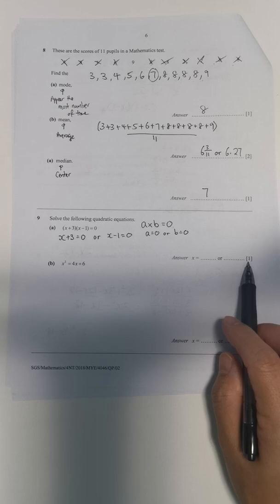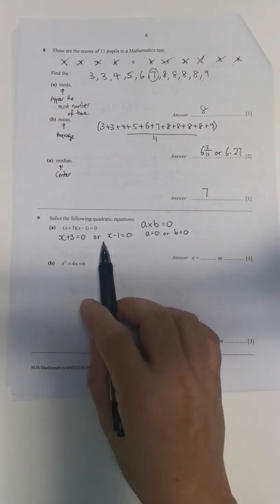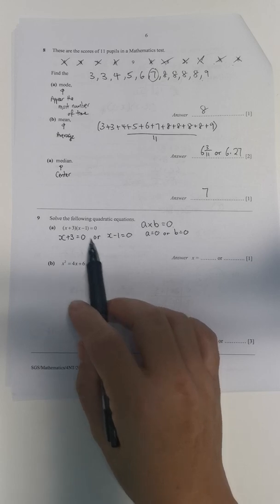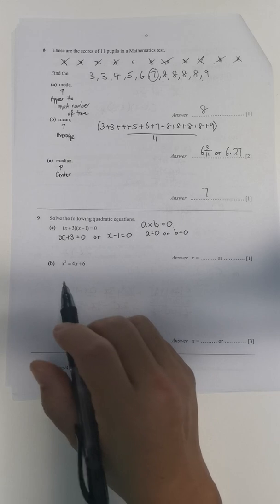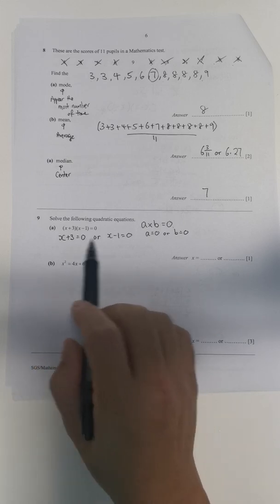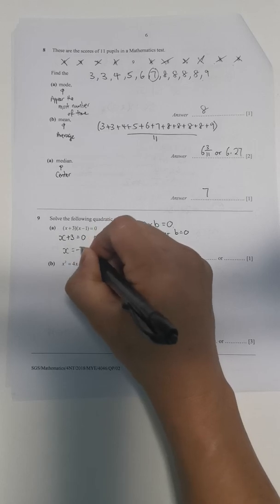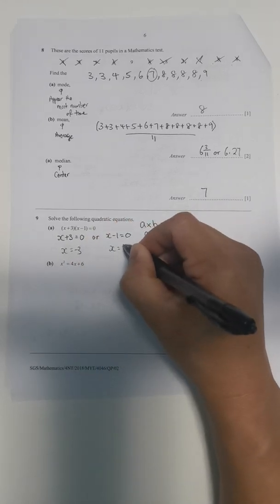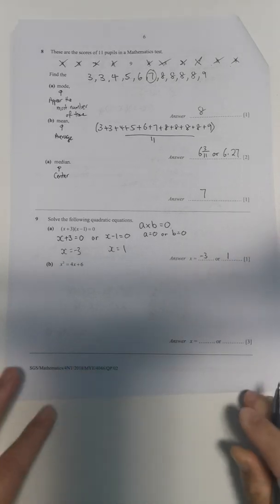You look at the marks allocated, it's only 1 mark. When I marked your work in Google Classroom, almost all of you expanded and made use of the formula. But actually you can use the zero product rule to solve this easily. So x equals minus 3 or x equals 1. So we write down the answer, minus 3 or 1.